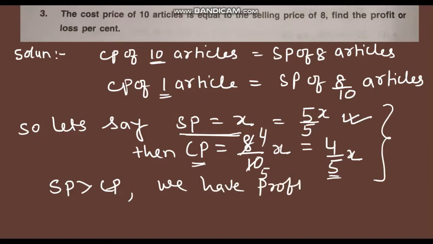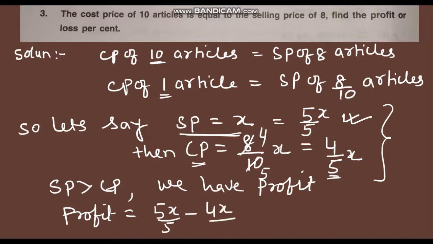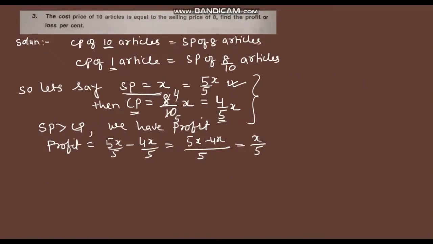So how do you calculate profit? Profit will be equal to SP minus CP. Your SP is 5x by 5 and CP is 4x by 5. So it will be 5x minus 4x whole by 5, which will give you x by 5. Now children, profit percent will be equal to profit by CP multiplied by 100.